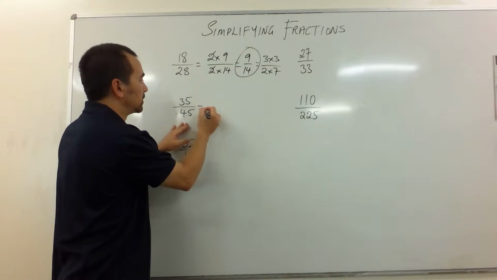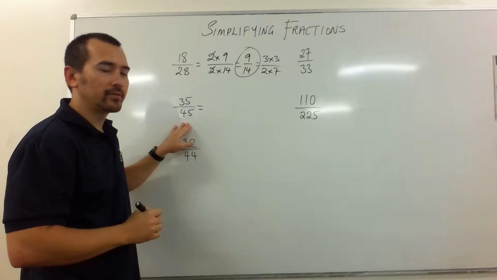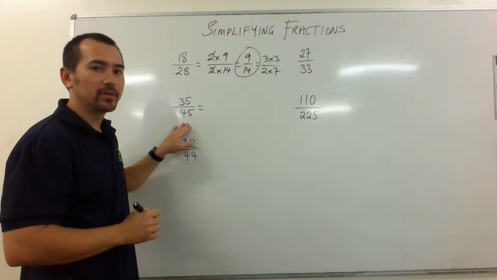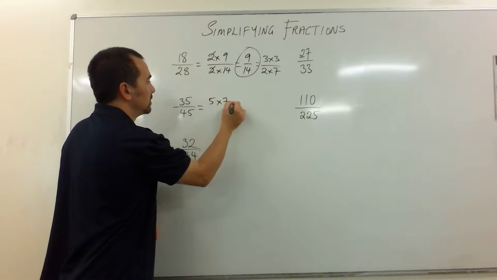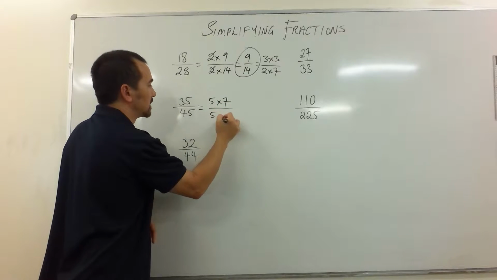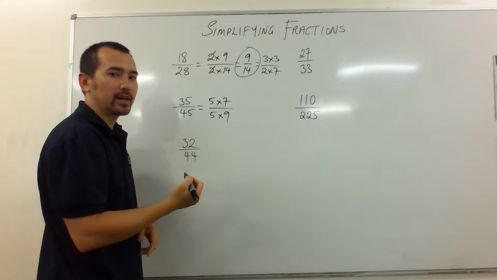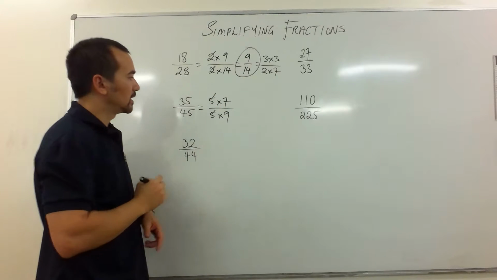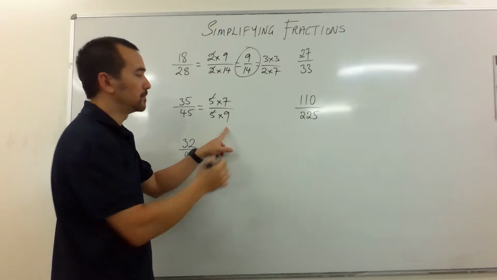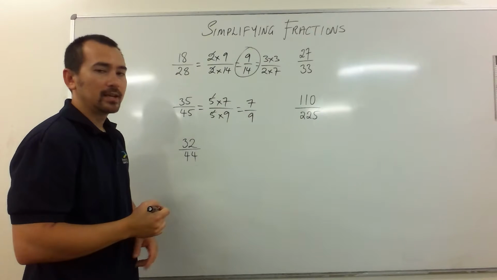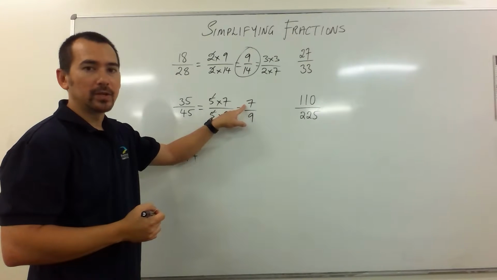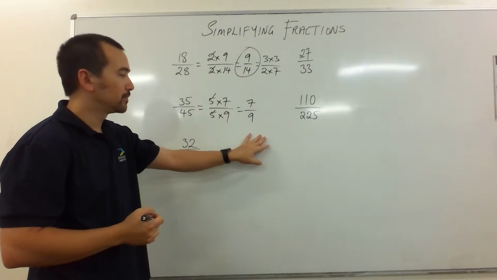Let's have a crack at this one. 35 over 45 are both divisible by 5. 35 is 5 times 7. 45 is 5 times 9. The 5's are going to cancel and we're left with 7 over 9. 7 is a prime number, so we know we can't simplify this any further.